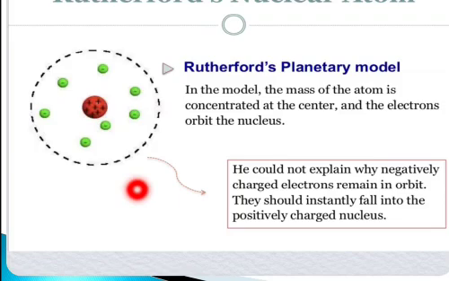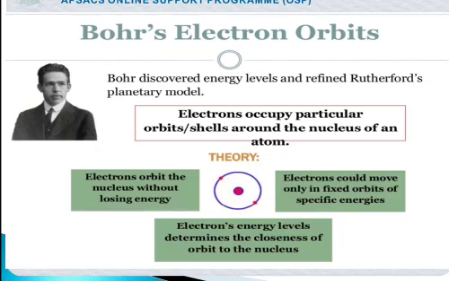stability of an atom. Developing on the Rutherford theory, Bohr proposed his theory, and according to Bohr's theory, electrons orbit the nucleus without losing any energy. One more thing, the orbits around the nucleus have specific energy. So electrons could move only in fixed orbits of specific energies. An electron's energy level determines the closeness of the orbit to the nucleus.